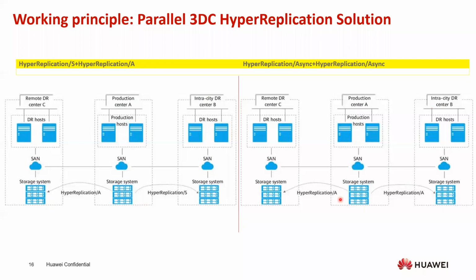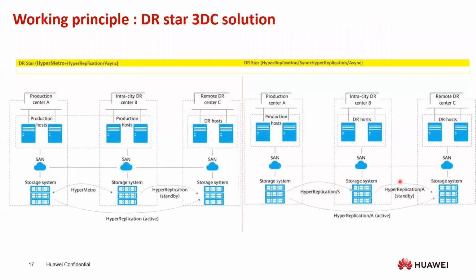And in a similar parallel manner, another solution is async, so both sides are async replication. It will help you to design the link between site A and site B such that if you don't have a low latency link, you can still survive with your data, but with a compromise on RPO values.